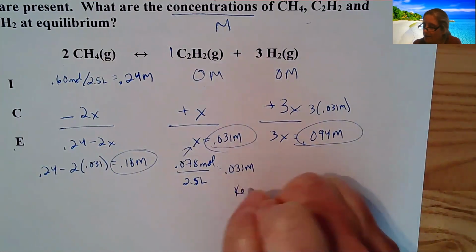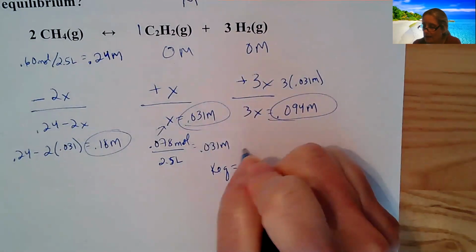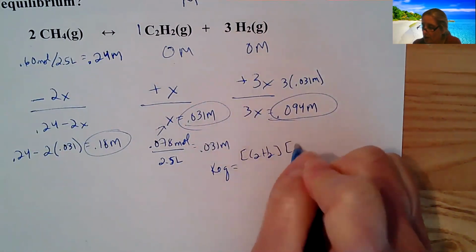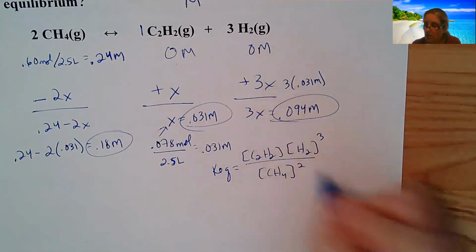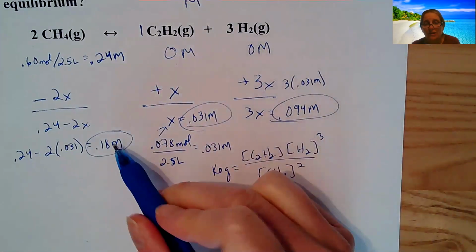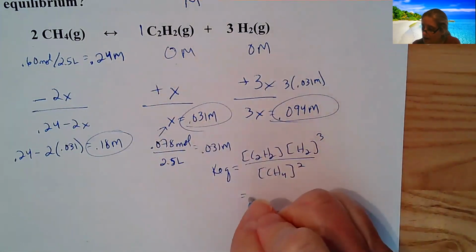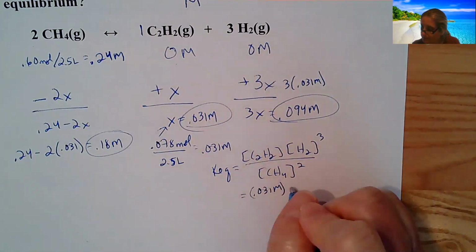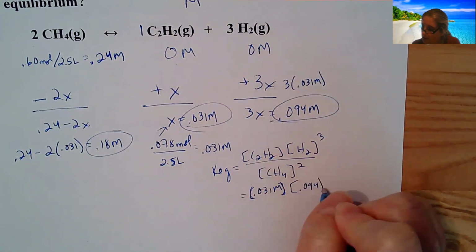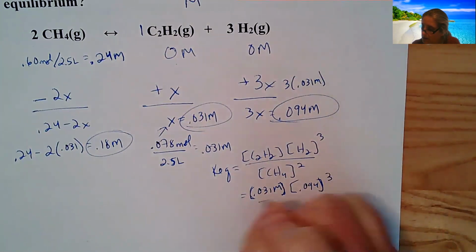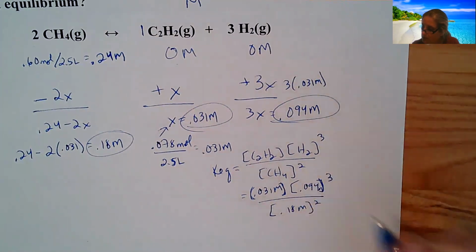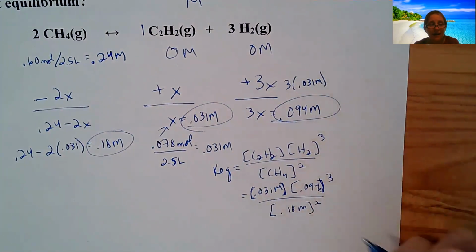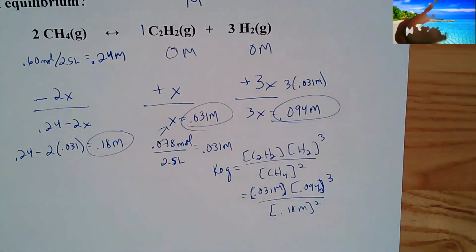If I wanted to find my KEQ at this point, I would take my C2H2 over my H2 cubed, and then I would put the CH4 squared. These numbers I just calculated are the ones that are going to go in here. So 0.031 molarity. H2 is 0.094 molarity. And then the bottom here is 0.18 molarity squared. So that would come out to be my KEQ.